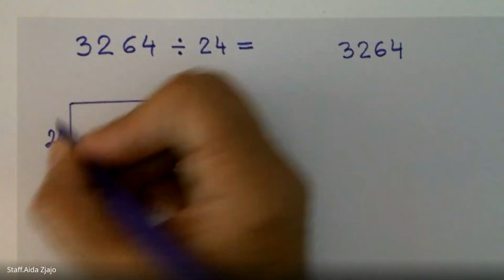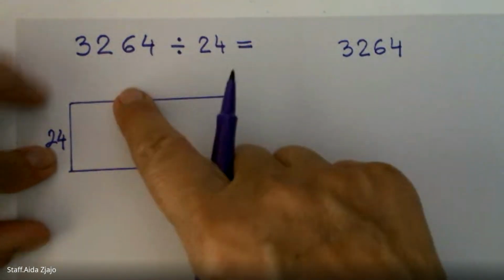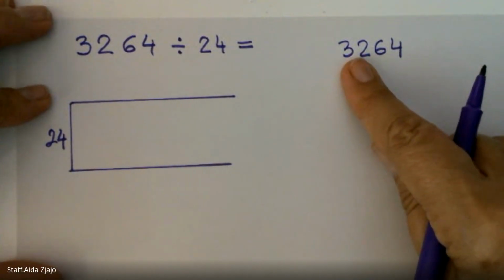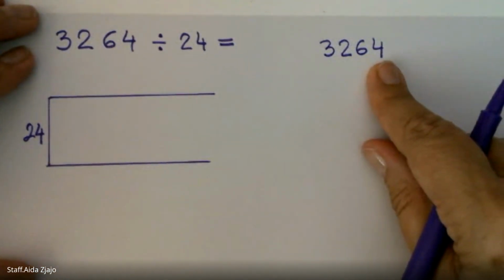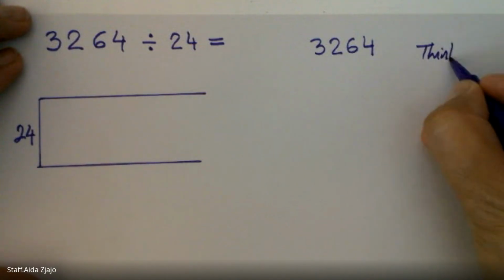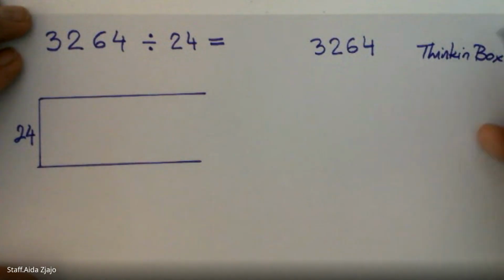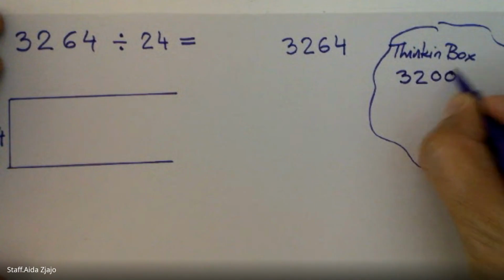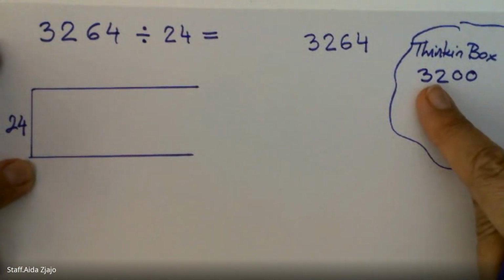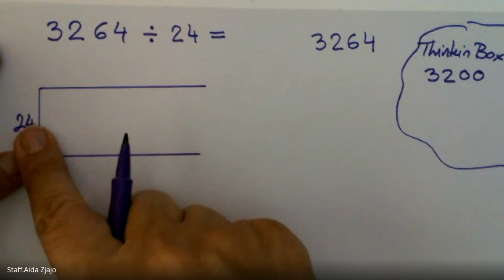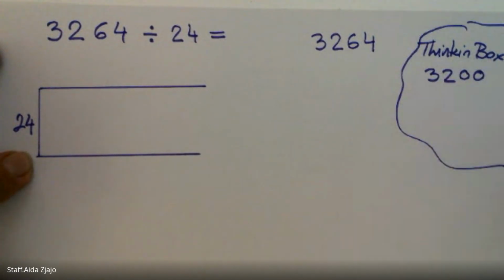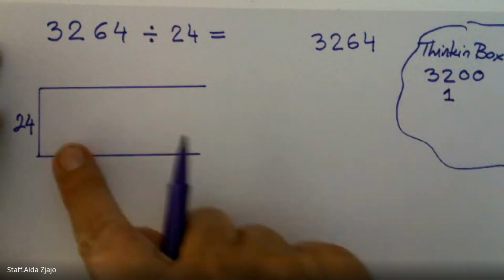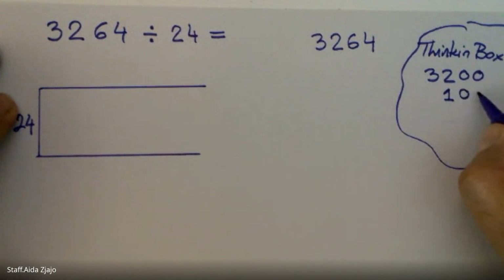Okay, dividing into 24. So 24 times what is really close to 3,264? So what can you think? Thinking box. It's 3,200. I am thinking, okay, if it's 32, I have 24. I only can have one 24 in 32. So I have to really think about what can I do. There is one 24 in 32, but really I can go with 100.